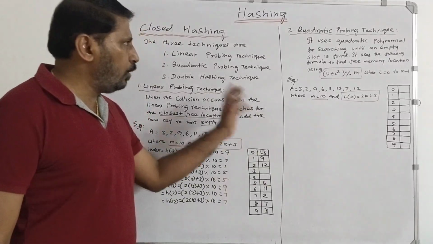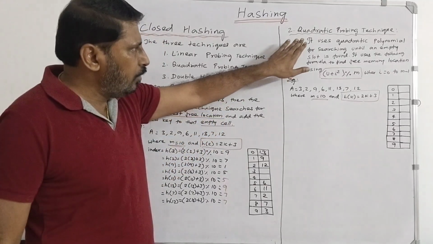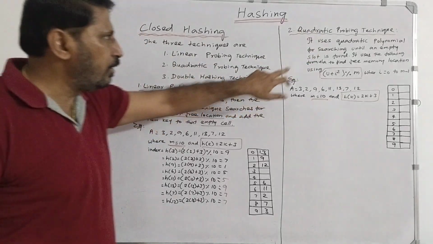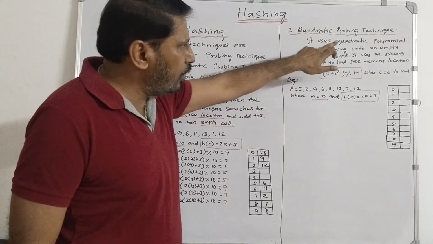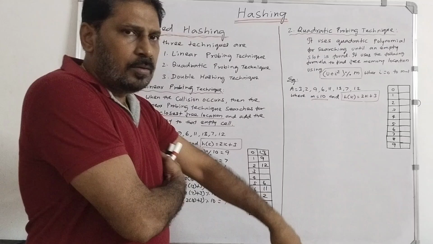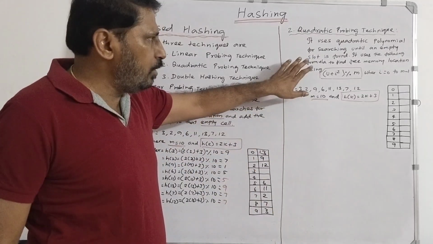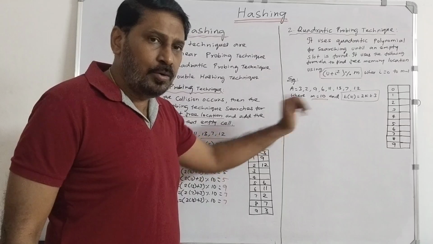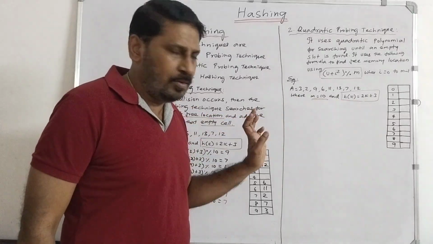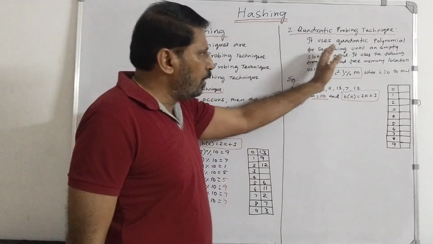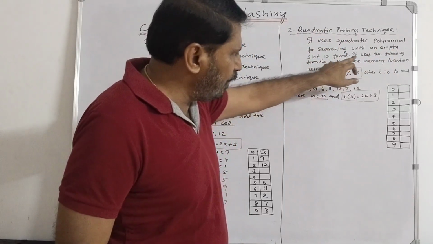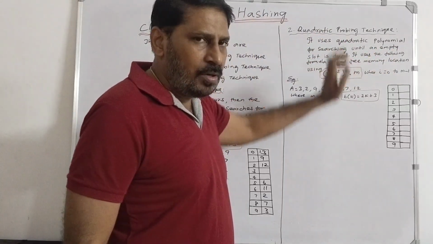Hi, in today's video we are going to see the second technique of closed hashing. The second technique is the quadratic probing technique. What we are going to do is find the appropriate memory space when a collision occurs. It uses a quadratic polynomial formula for searching until an empty slot is found.